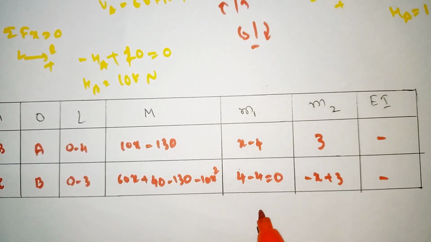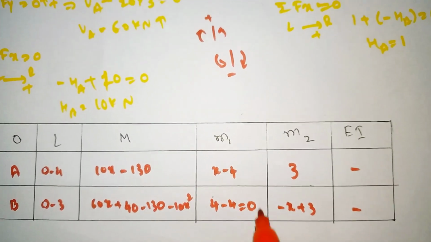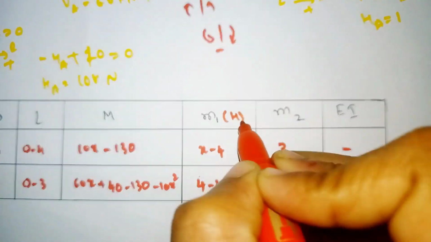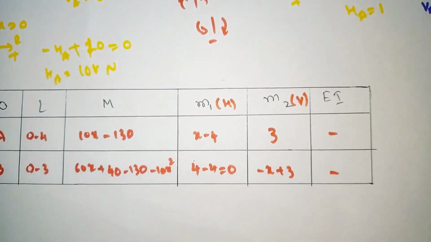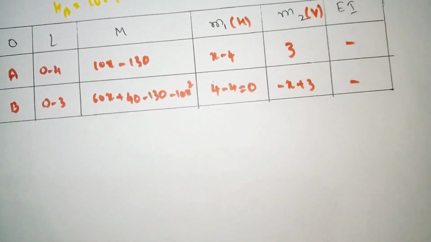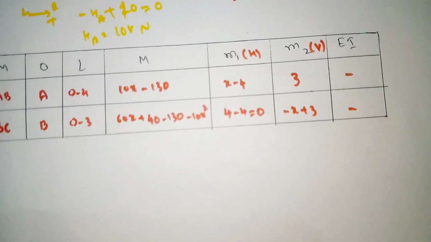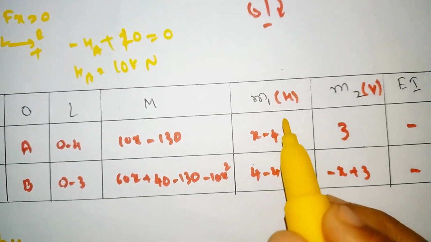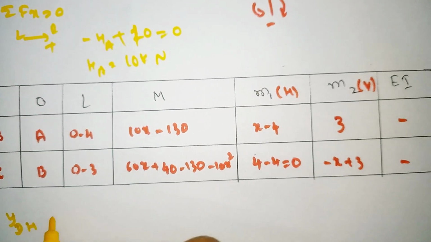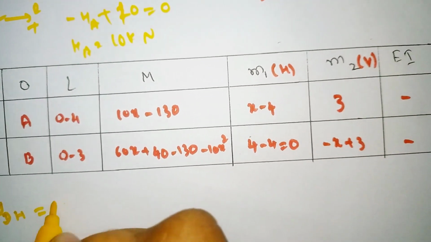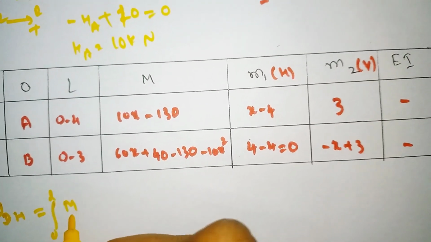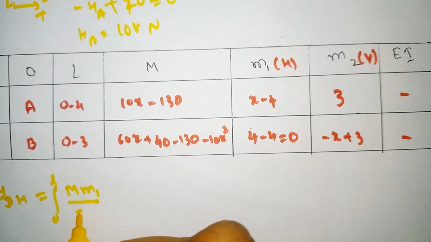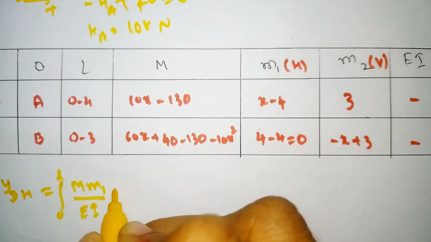So now what we have to do is find the deflection, horizontal and vertical. This is our horizontal and this is our vertical one. I will show you by using the formula. First we will find it for the horizontal. For that we have the formula: integration of 0 to L of capital M into small m1, which is our horizontal moment, divided by EI into dx.